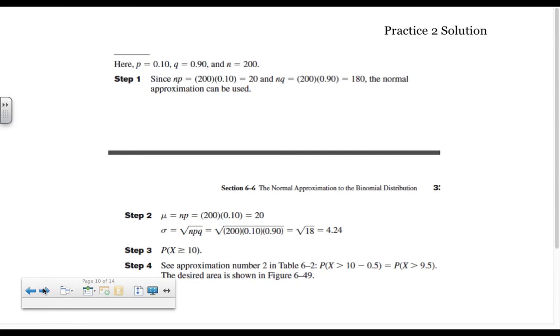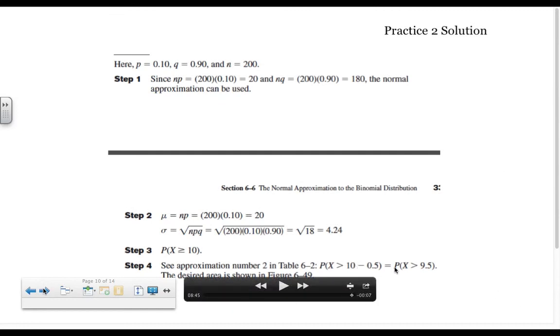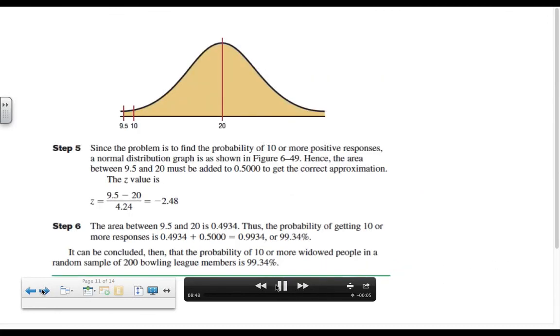Step 3, we're looking for the probability that x is greater than or equal to 10. So for the approximation, we do 10 minus 0.5, so we're doing the probability that x is greater than 9.5. Then we look at our picture and we're looking for the probability that it's greater than 9.5. So it's a huge number. This should be a really large percentage, 9.5 or above.